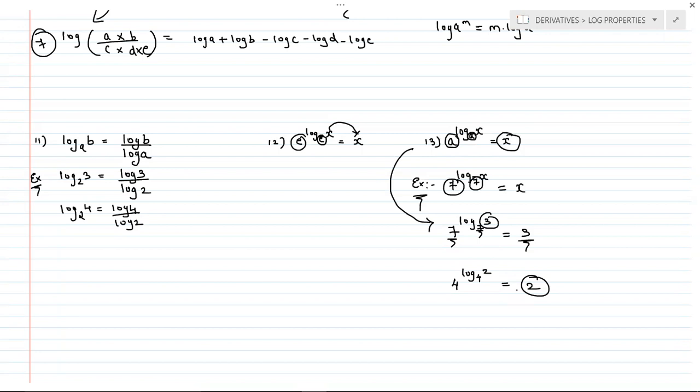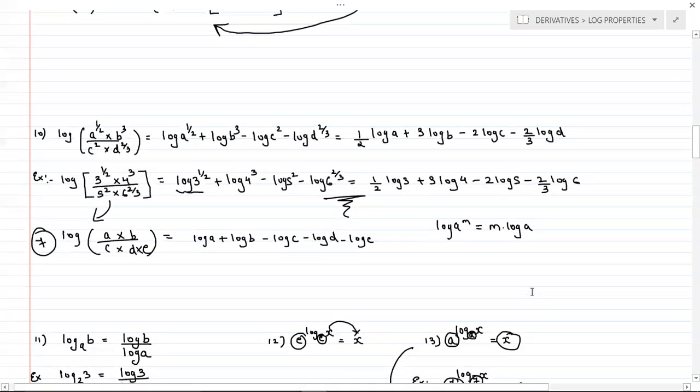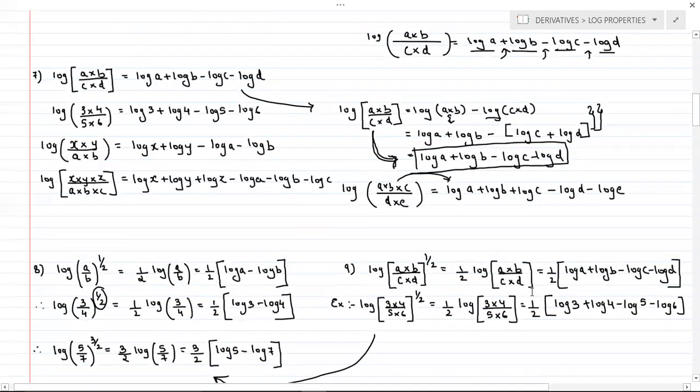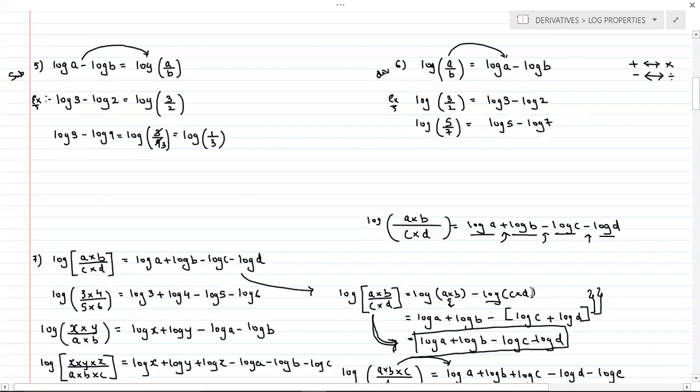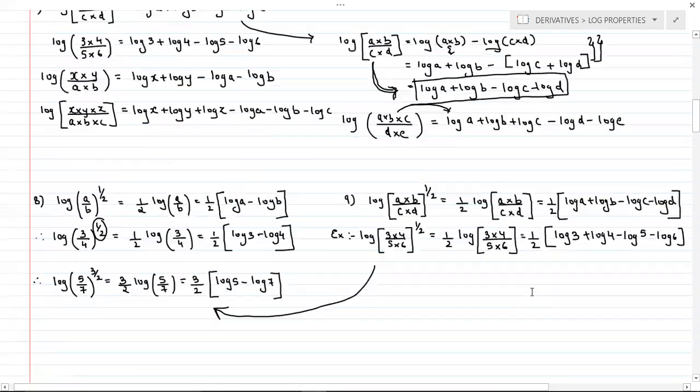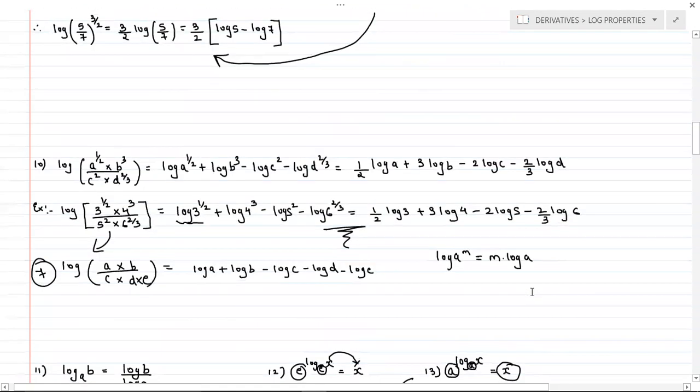So here we have 13 important things I can say. The properties are hardly 6 to 7 properties. As I told, the 7th, 8th, 9th and 10th are not properties. If you want, you can consider them as properties, but basically they are not. It is an adjustment which we do in the logarithm. Remember this.